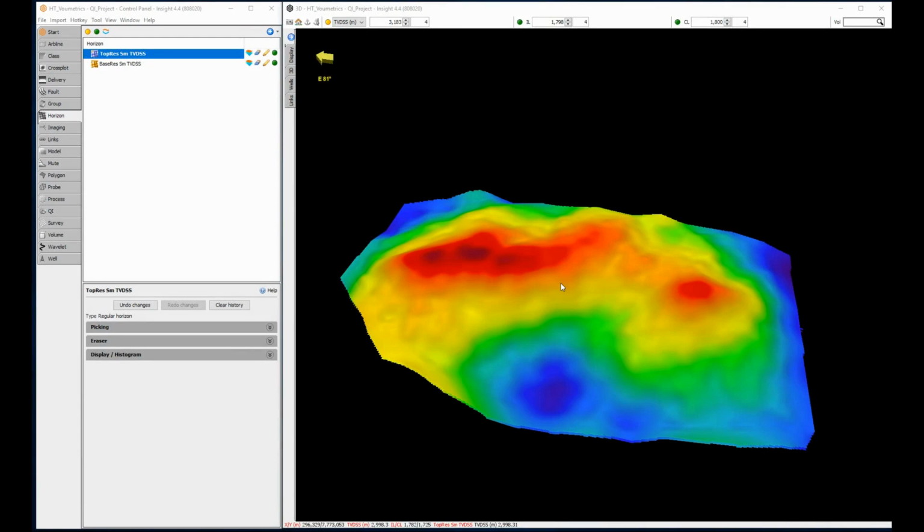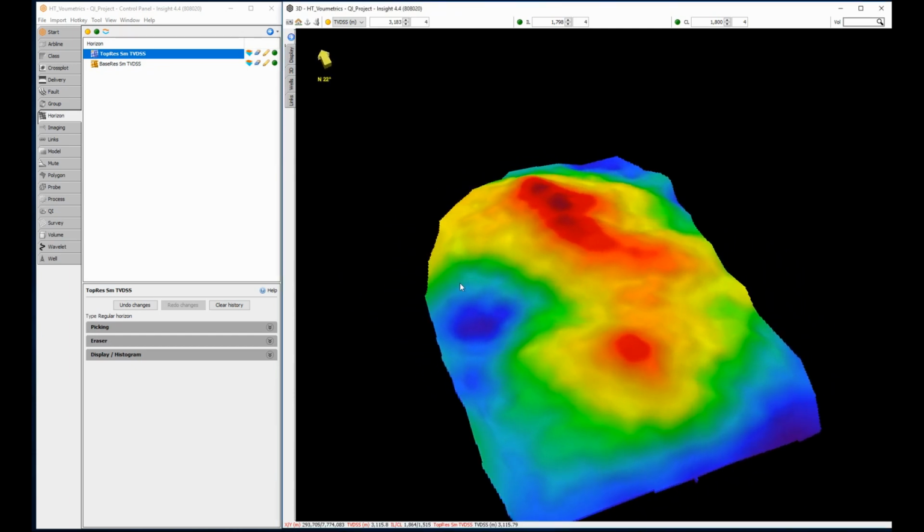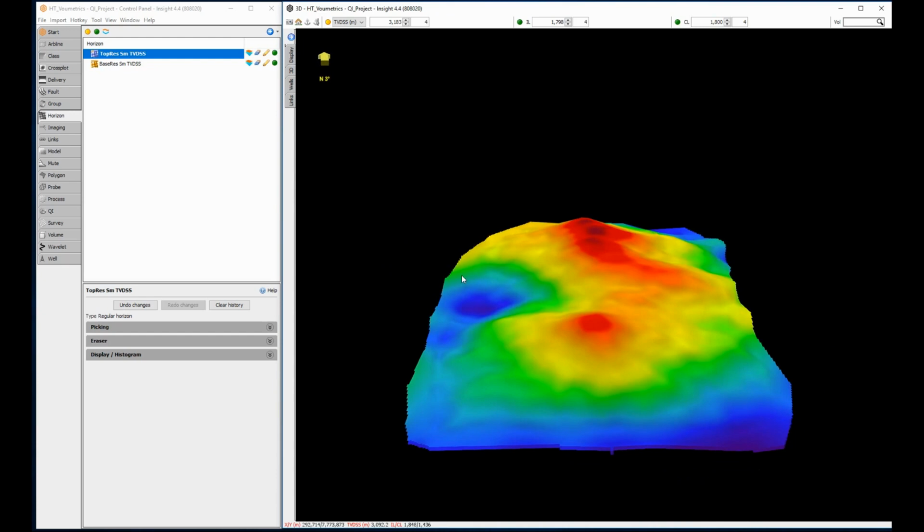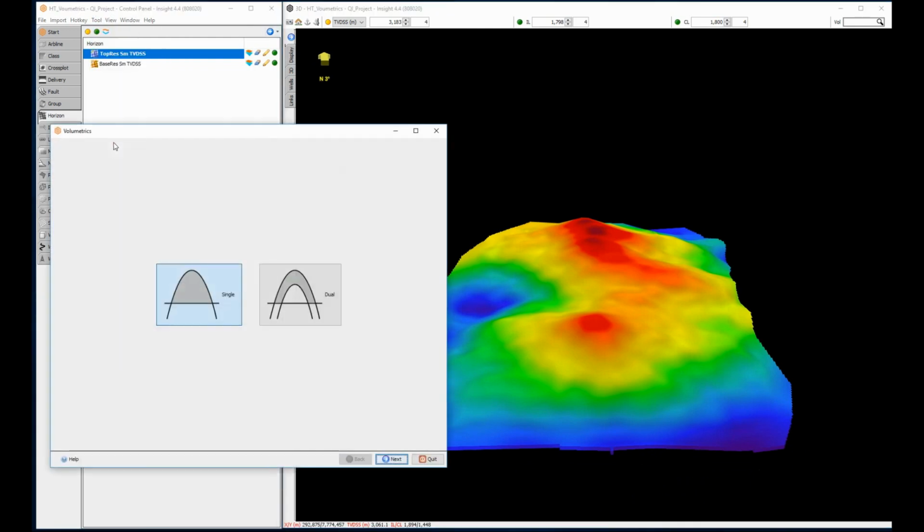The Insight Volumetrics tool can be applied to both single surfaces or complex multi-surface and contact situations. Initially, I will calculate a simple gross rock volume for the depth surface seen here in the 3D view. To get started, I first select the Volumetrics wizard from the Tools menu.